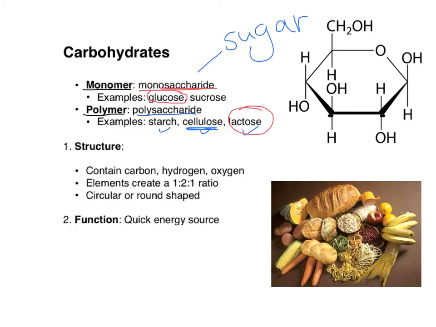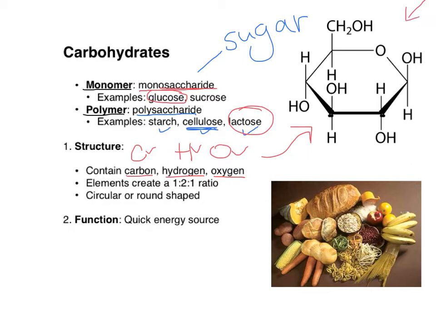Structure for carbohydrates, okay? We talked about that carbohydrate structure. They contain carbon, hydrogen, and oxygen. So you're going to see these written as C, H, and O, as you do over here. These elements create a 1 to 2 to 1 ratio. So that means for every one carbon, you're going to have 2 hydrogens and 1 oxygen. And so you can look to this side example right here of glucose.